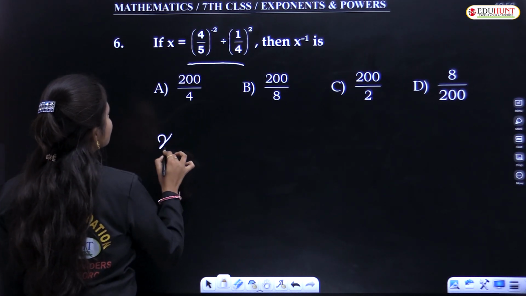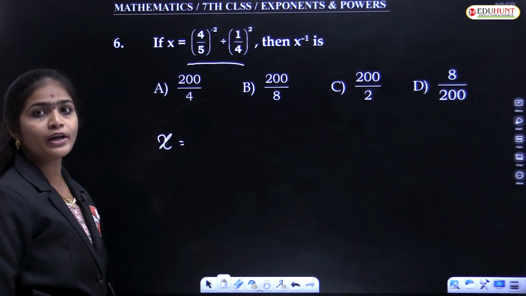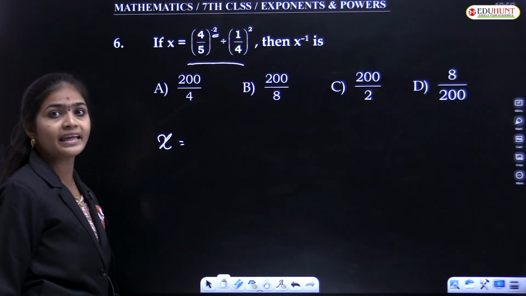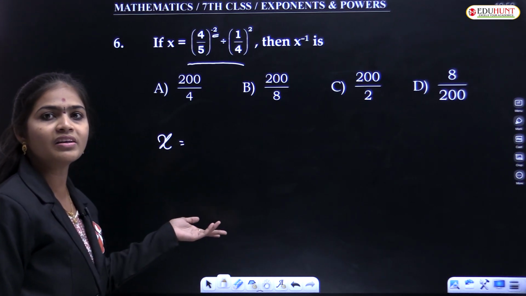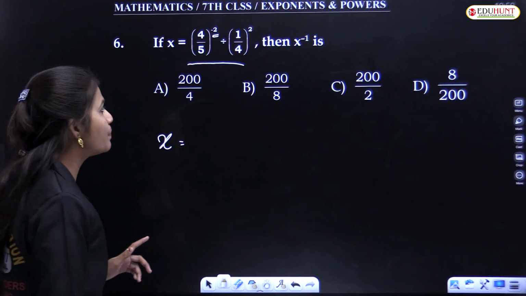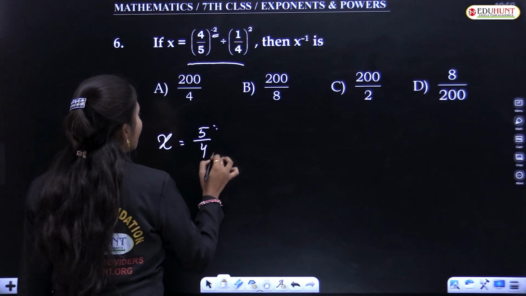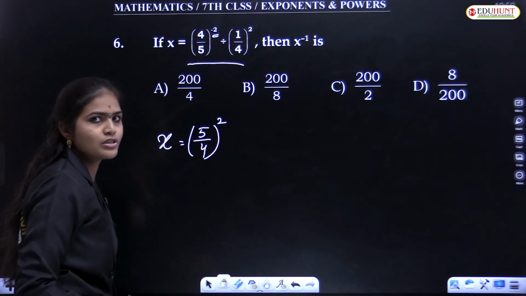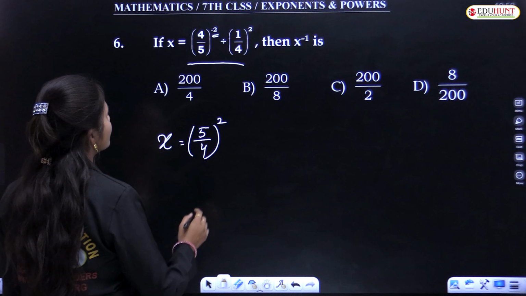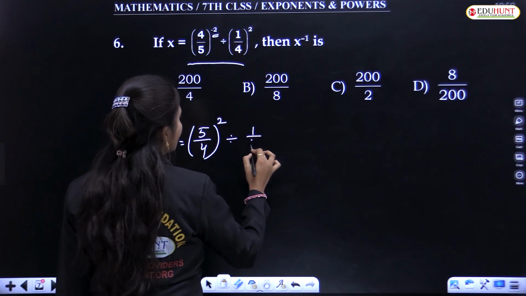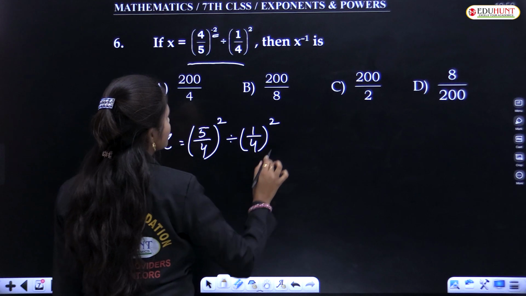Here x is equals to (4 by 5) whole power minus 2. Again negative power given. So negative power given means we have to take its reciprocal. So 4 by 5 becomes 5 by 4 and here the power becomes positive. Okay, that is (5 by 4) whole square divided by (1 by 4) whole square. So write it as it is, (1 by 4) whole square.